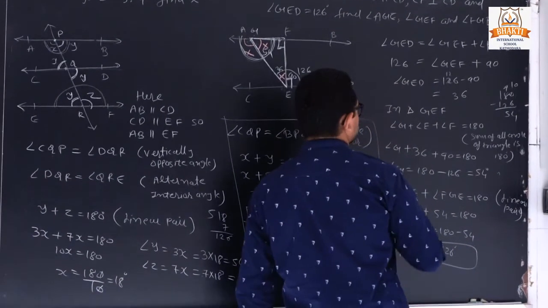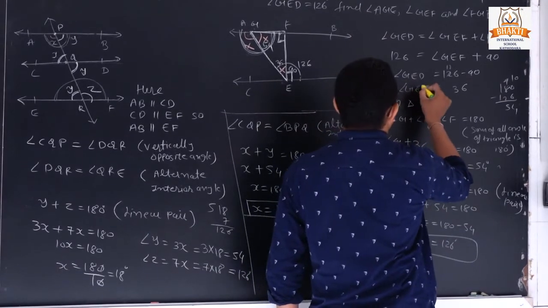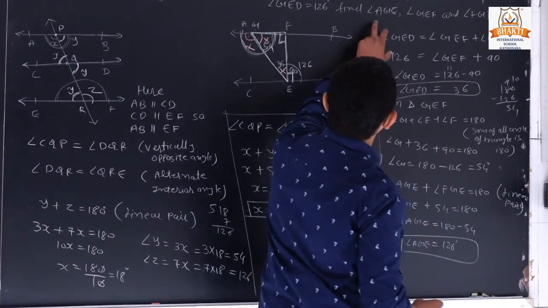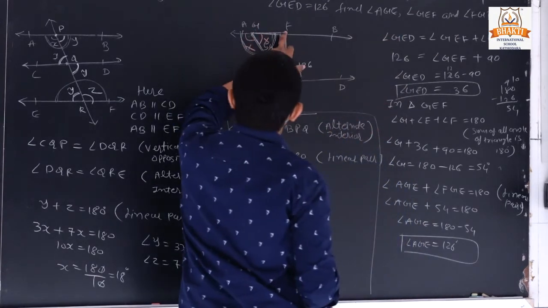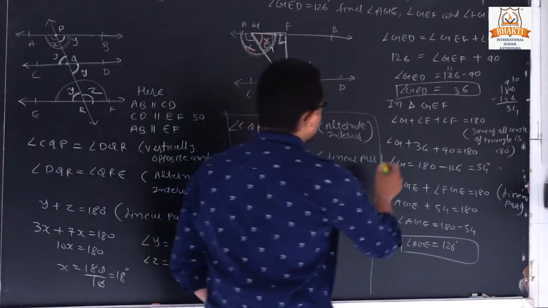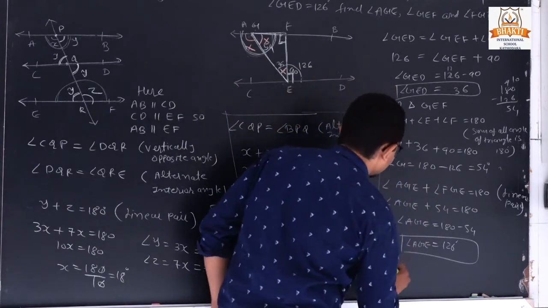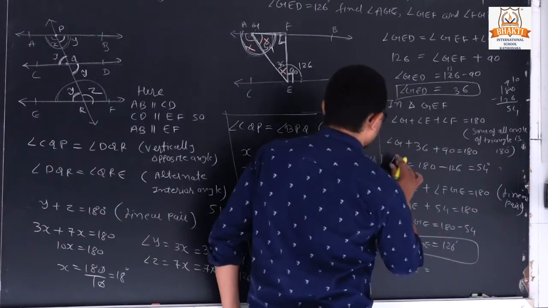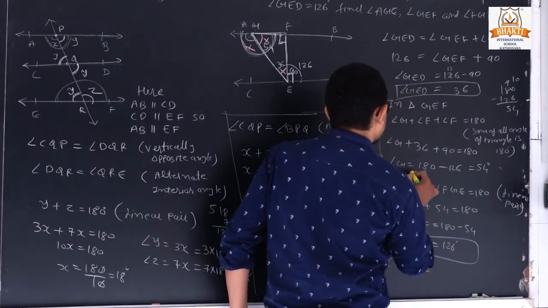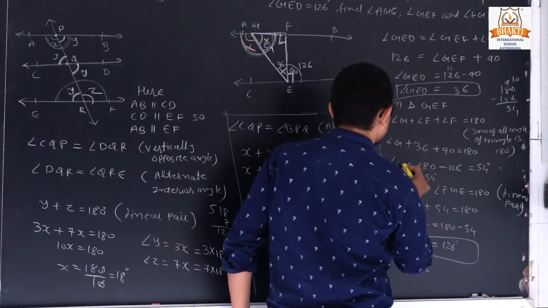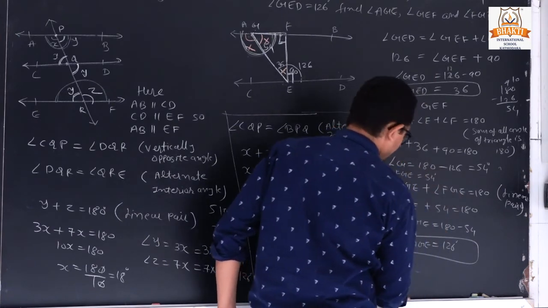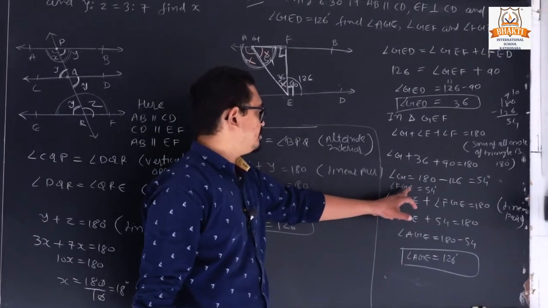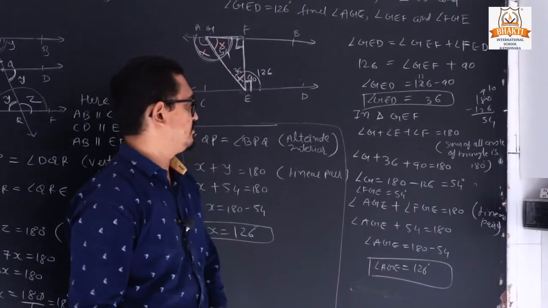So this is our first answer. Also we can write FGE is equal to 54, because G or FG both will be the same. Clear? We can write the angle like G or FG, but the meaning will remain the same.